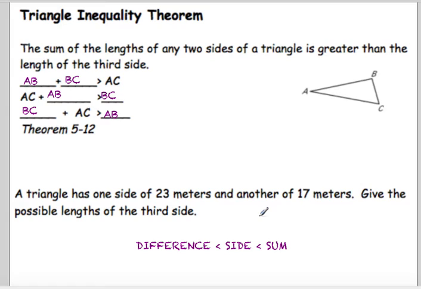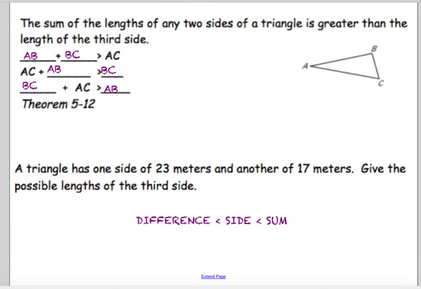This is the triangle inequality theorem, and it says that the sum of the lengths of any two sides of a triangle is greater than the length of the third side. So if we add two sides, they have to add up to more than the third one. And so here's just a list of all the combinations you could have: AB plus BC greater than AC, AC plus AB greater than BC, BC plus AC needs to be greater than AB.